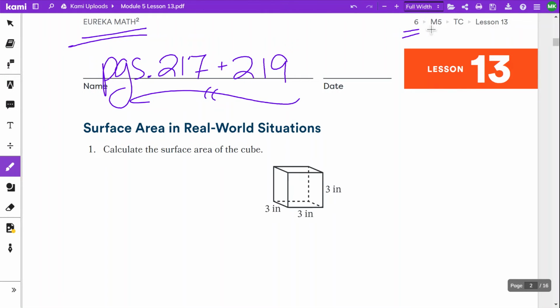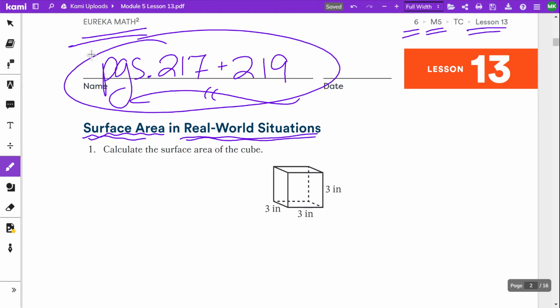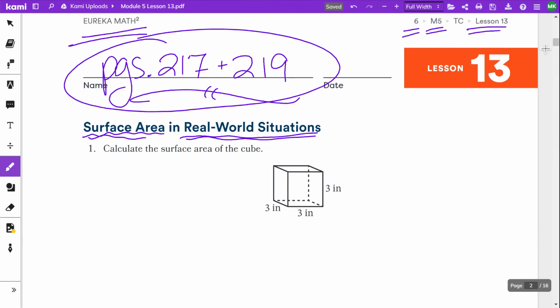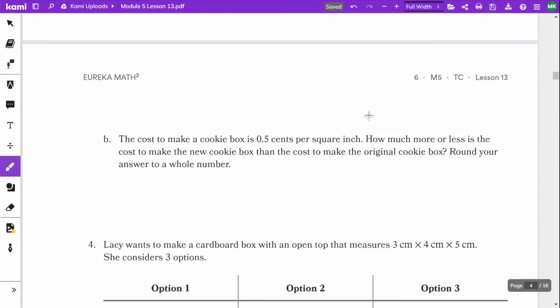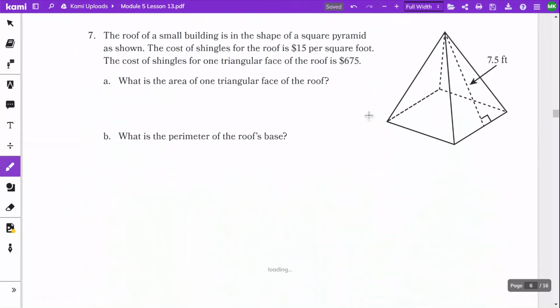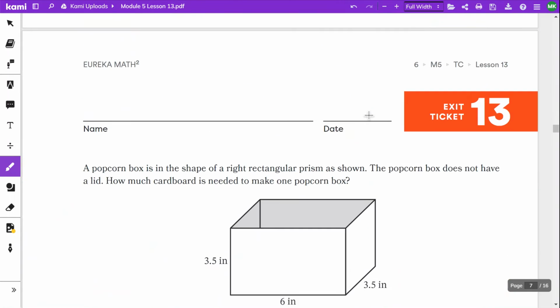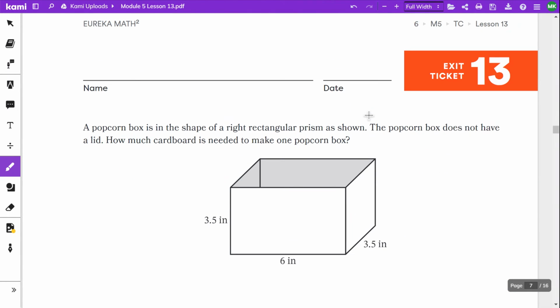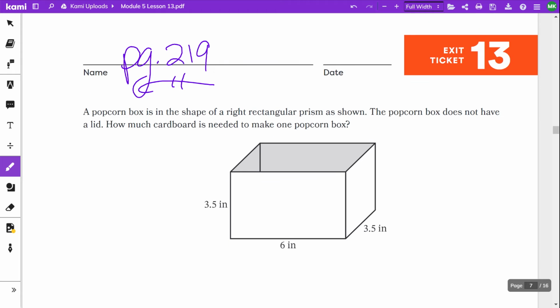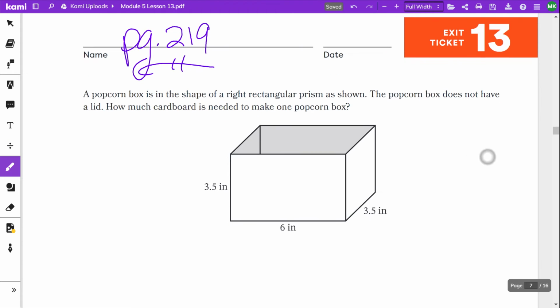This is grade 6, module 5, lesson 13, and we're dealing once again with surface area, but this time in real world situations. So today's pages are 217 and 219, but we'll actually start on 219 first. So let's cruise on down to 219. There it is, 219. Okay, so here's the 219 page. Here we go, 219. And this is, I guess, a very typical type of question.